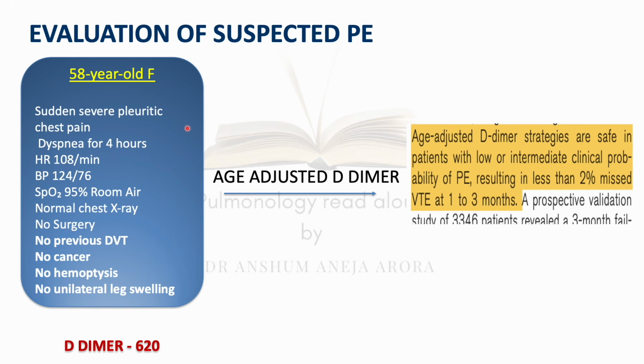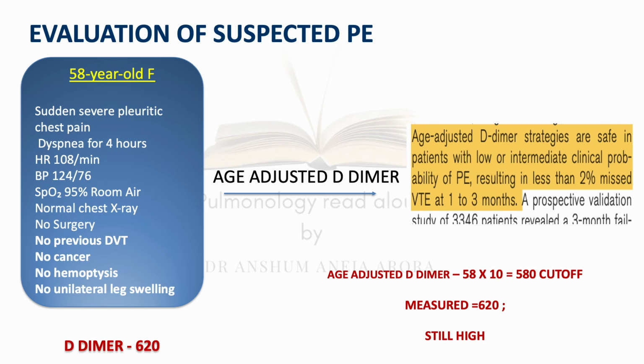So the age adjustment does not magically make every D dimer negative, but we are trying to look at management in older patients who may have a higher D dimer. So the guideline says that age adjusted D dimer strategies are safe in patients with low or intermediate clinical probability of pulmonary embolism, resulting in less than 2% missed thromboembolisms at 1 to 3 months. So, this comes out of a prospective validation study of more than 3,000 patients where they looked at 3-month failure rate looking at D dimer value in patients above 50 years. So, age adjusted ones should also be looked into.